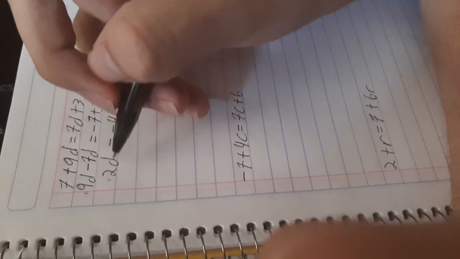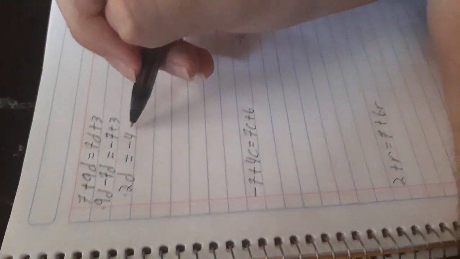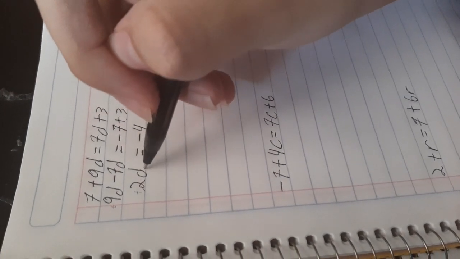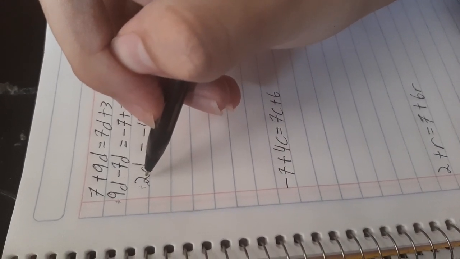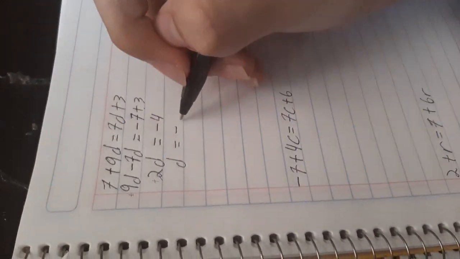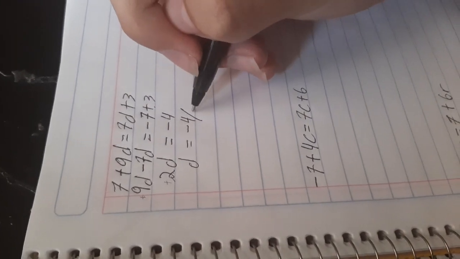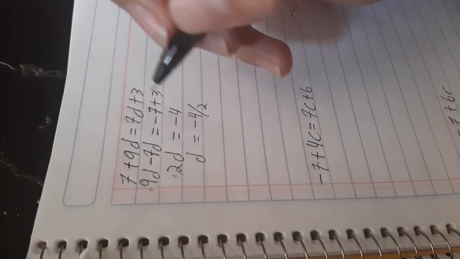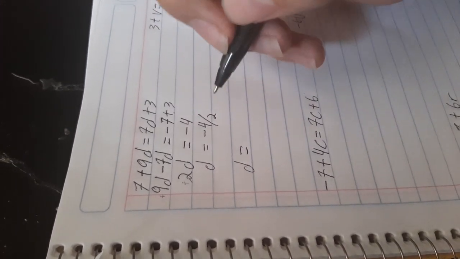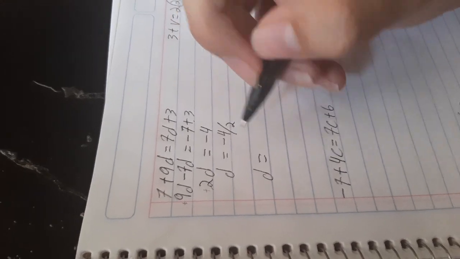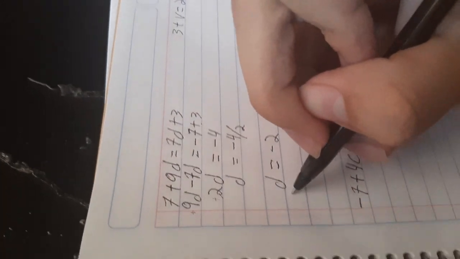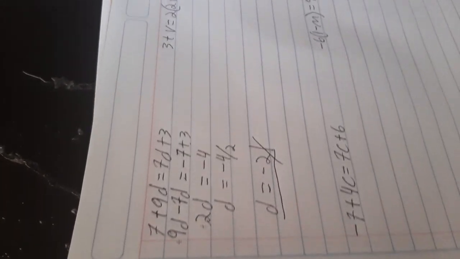After that, you're going to move this number to the other side, but with the opposite operation of multiply, because this number is multiplying this letter, so it's going to be divide. So d equals minus 4 divided by 2. The result of the unknown value from this equation, minus 4 divided by 2, is minus 2. Okay, that is the result from the first one.